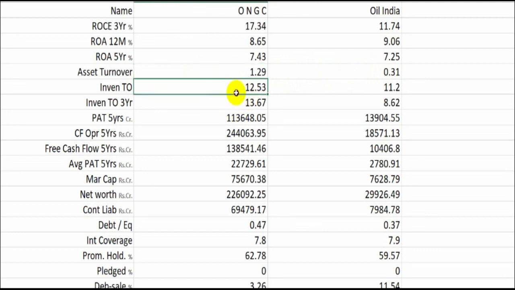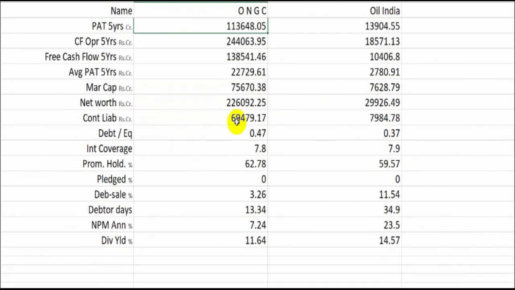In terms of inventory turnover, ONGC has done a higher inventory turnover compared to where it was 3 years back, 13 times. The inventory turnover has lowered to around 12.5, but still good. Oil India's inventory holding is also good.